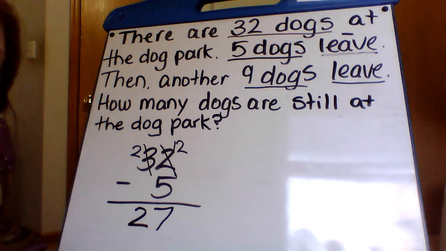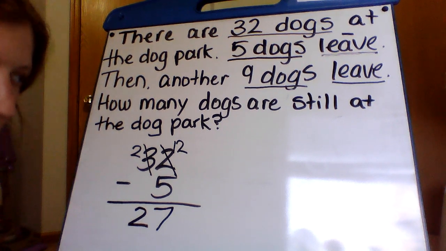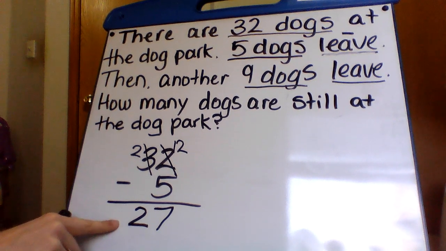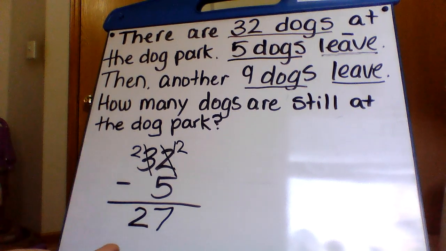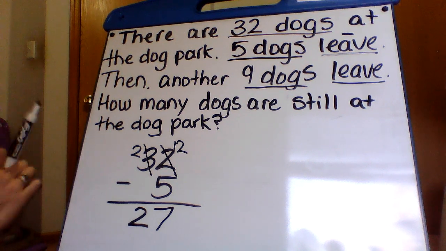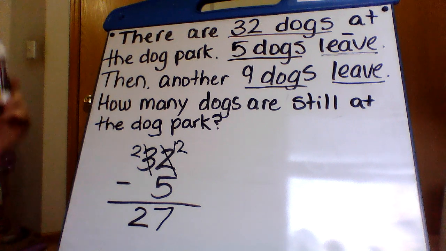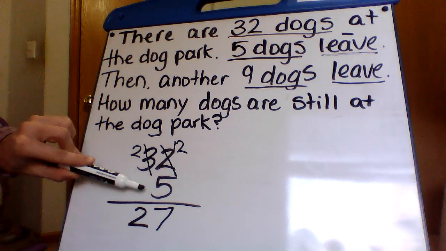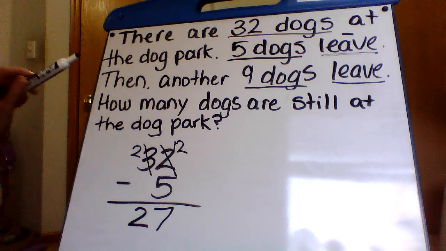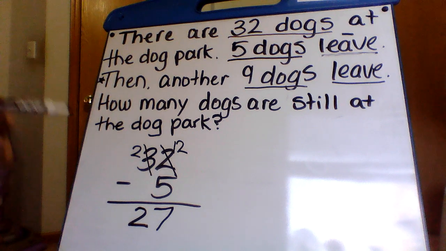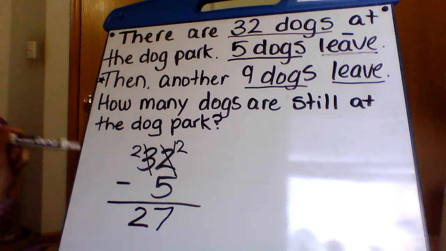Now here is something that I've been seeing, and I want to really make sure that we're not going to do this. Some of you would tell me, okay, how many dogs are still at the dog park? There's 27, I'm all done. Always go back into your question and make sure that you really answered it all. Right now, we have 32 dogs. We took 5 dogs away that left. Watch right here, it tells you more information. This is more than a one-step problem.